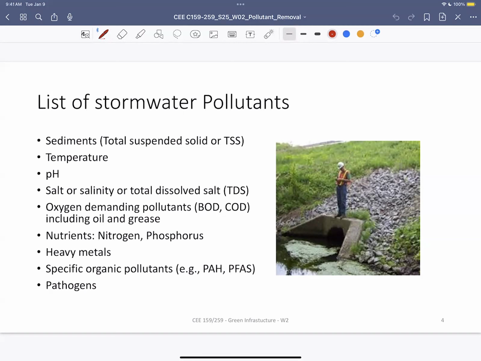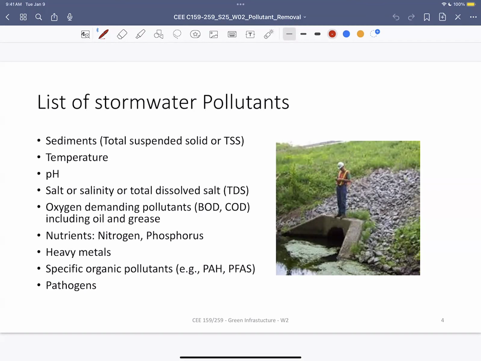Other pollutants include nutrients, which could be different types of pollutants, either nitrogen or phosphorus. Nitrogen including nitrates, ammonia, phosphorus including particulate phosphate and orthophosphate or PO4. And then heavy metals. Heavy metals include lead, zinc, copper, cadmium. These are the most common heavy metals you find in stormwater.